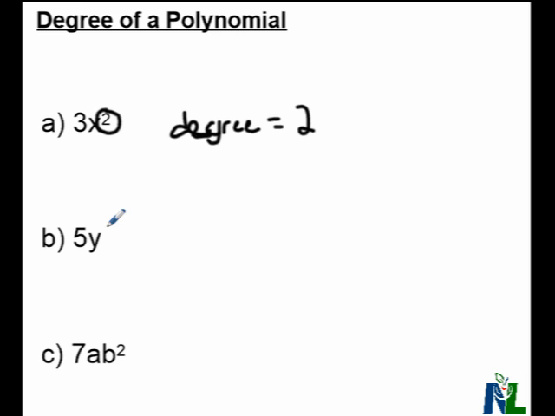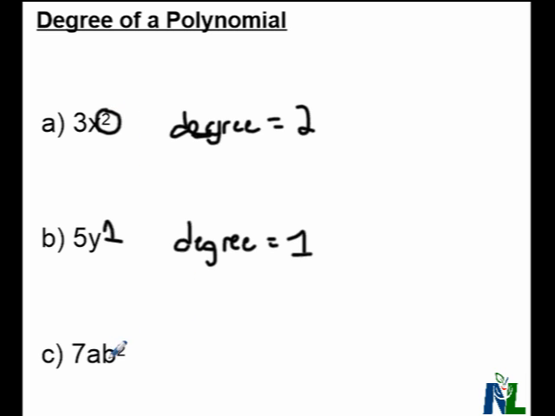Well, in our second example, you'll notice there's no exponent written. But there actually is an exponent 1. So remember, anything exponent 1 is just equal to itself. So y exponent 1 can just simply be written as y. In this case, the degree is 1. You would say this is a first degree polynomial. This is a second degree polynomial.